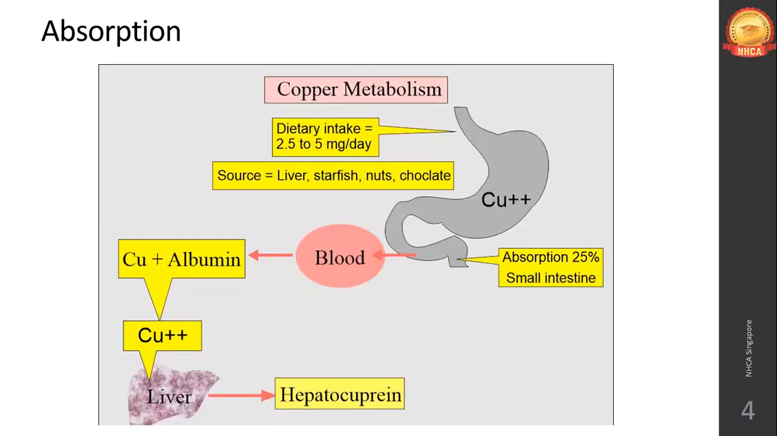Coming to the absorption and metabolism of copper, what a regular healthy adult may require is around 2.5 to 5 mg of copper on a daily basis. The best sources of copper are liver from non-vegetarian food, shellfish, nuts, chocolate. They are good sources of copper. As soon as copper enters, the stomach does not play much role in the absorption. The majority of the copper from the diet is absorbed by the small intestine.